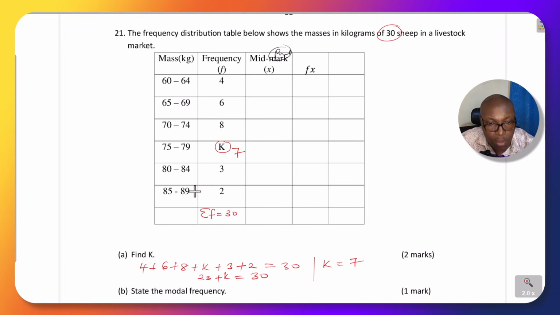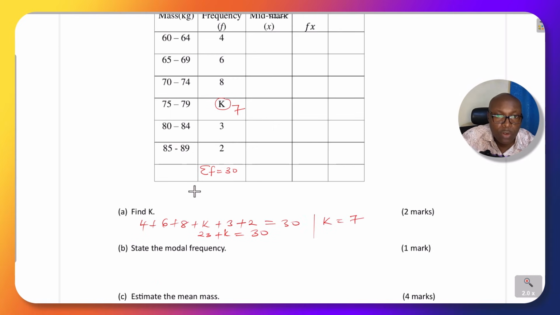Part B, state the mode of frequency. So which is the mode of frequency? The mode of frequency is simply the highest frequency. Where do we have the highest number of sheep? Of all these, you can see 4, 6, 8. So 8 is the highest frequency. That is the mode of frequency. It is 8.